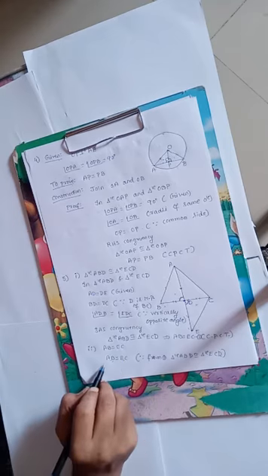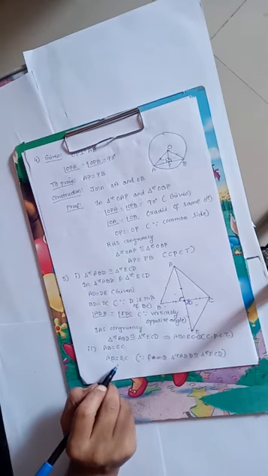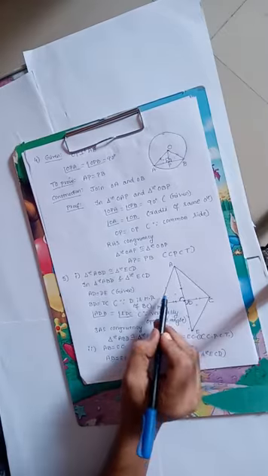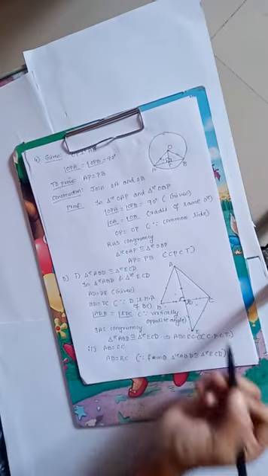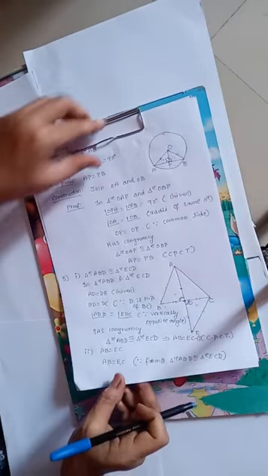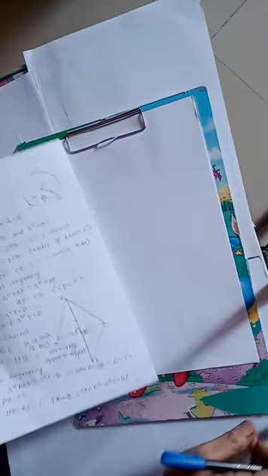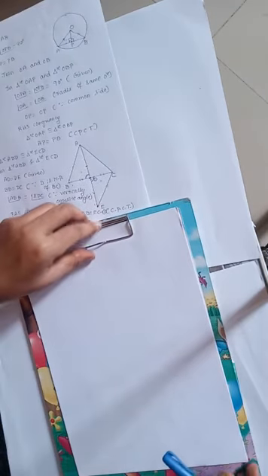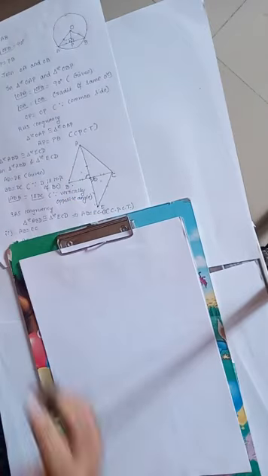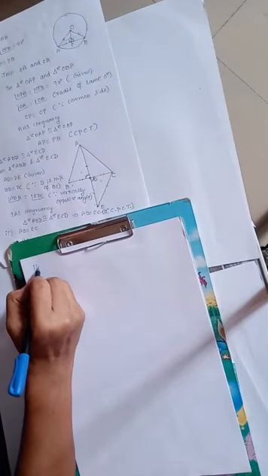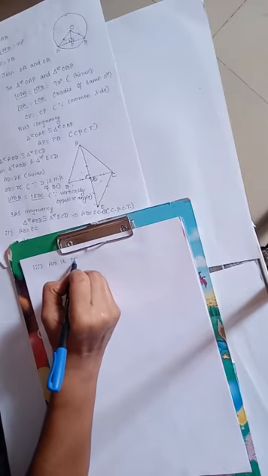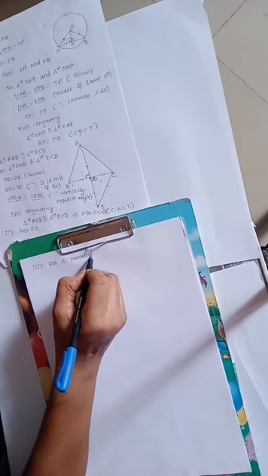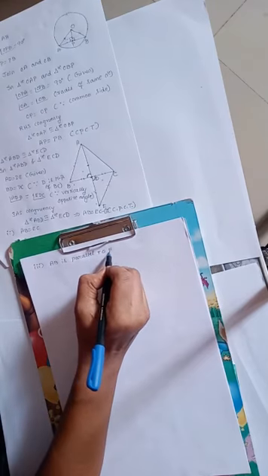Now you want to prove that AB is parallel to EC. You need to prove this in the third condition. Now how are you going to prove that AB is parallel to EC? The third proof is, we need to prove that AB is parallel to EC.